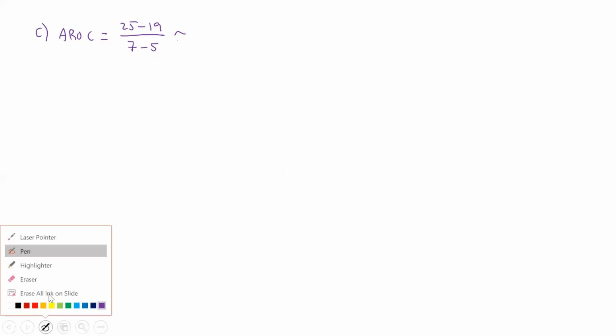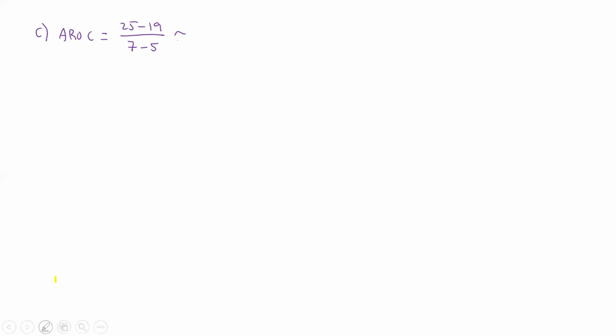Now we have part C, and so that's 25 and 19. So we'll have AROC is 25 minus 19 over 7 minus 5. And we don't have to be approximate. That's going to actually give us a value. I don't think it's going to be a decimal. So we have 25 minus 19 divided by 2, and it gives us 3 again.